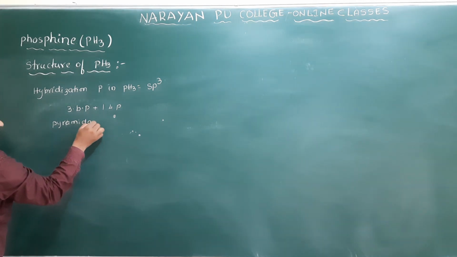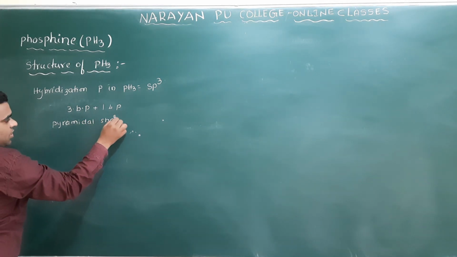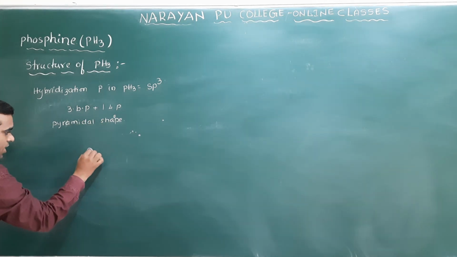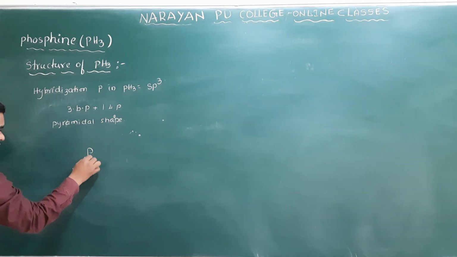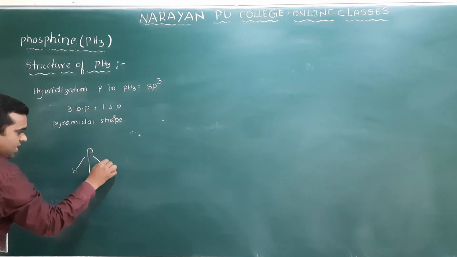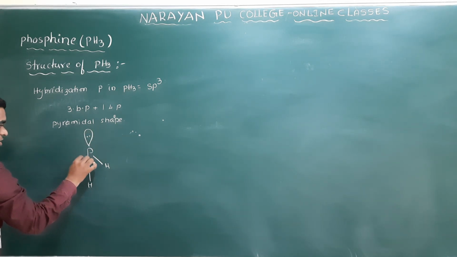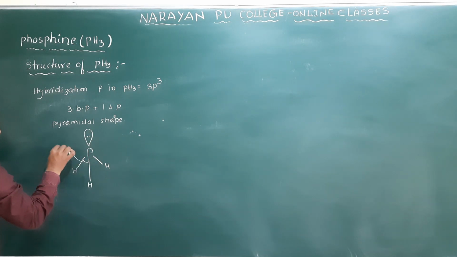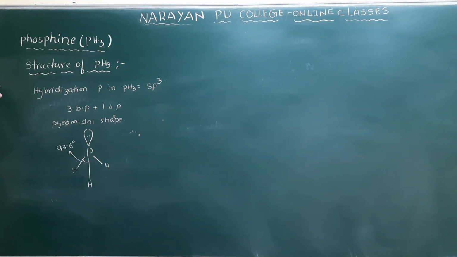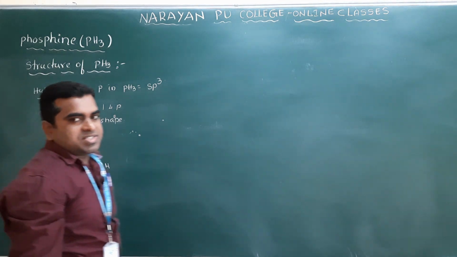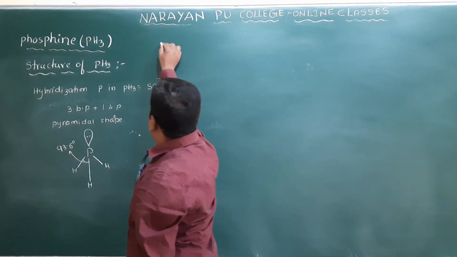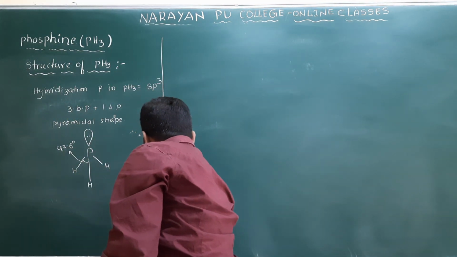What is the shape? Pyramidal shape. Clear? That means if you take phosphine, there will be a hydrogen here, and hydrogen and hydrogen, and there will be one lone pair of electrons. Here the bond angle is 93.6 degrees. We have already discussed. So this is about the structure of phosphine.